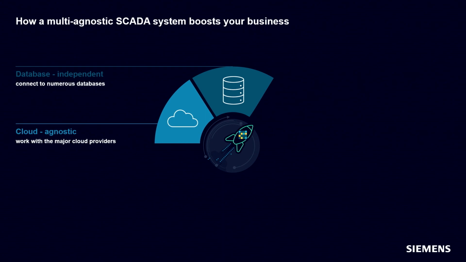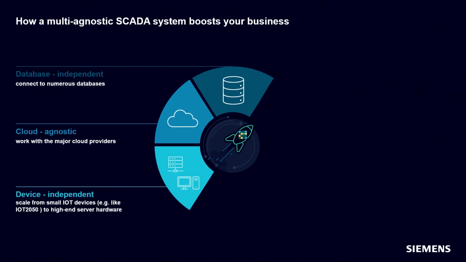Cloud agnostic. So many people are working with the cloud. And with us, you can, of course, play with the major customers and the major business. AWS, Azure, you name it. Device independency. That's a very big topic. You can scale from the really small devices, like, for example, our IoT 2050, up to big server hardware. And you can run your whole business and your whole project on a variety of those and mix it. You can even mix it within the same project and scale it up and down to your demand.